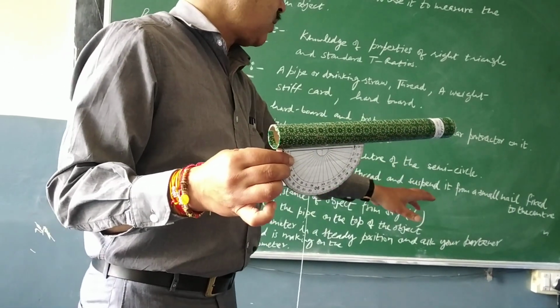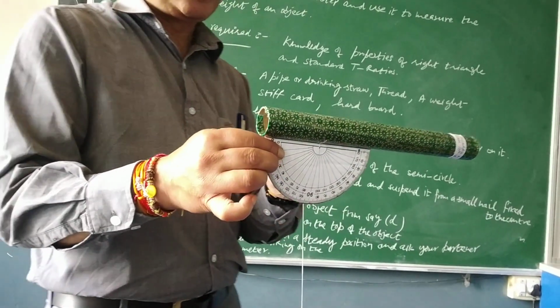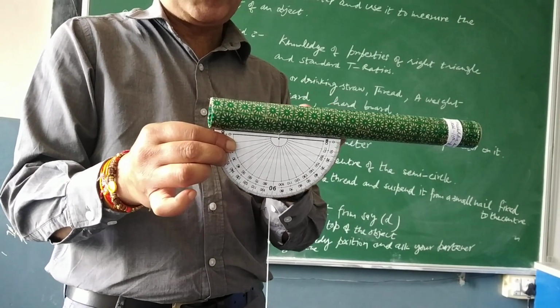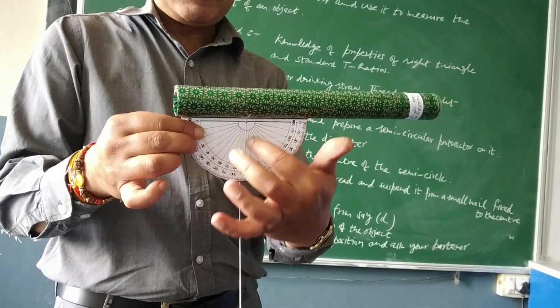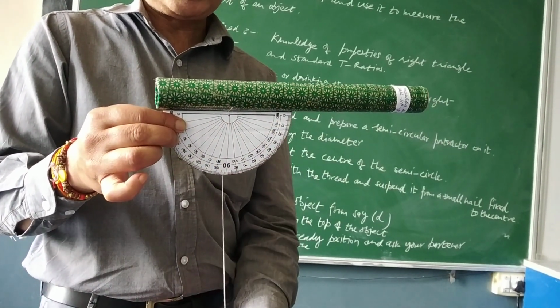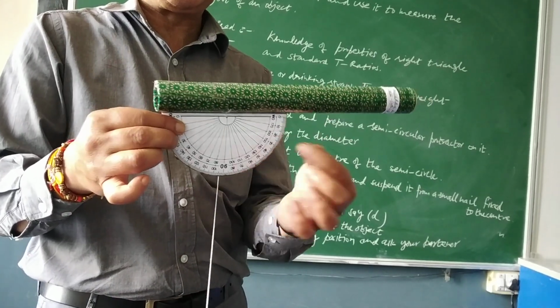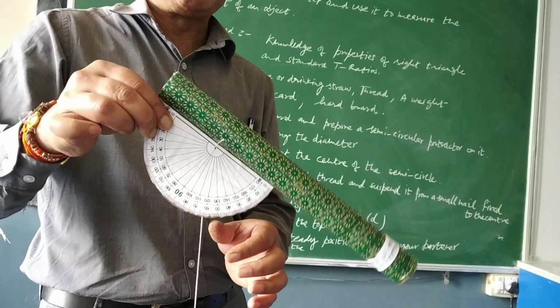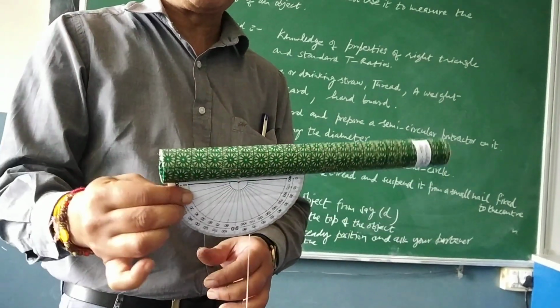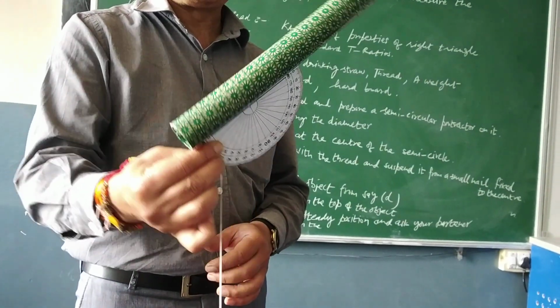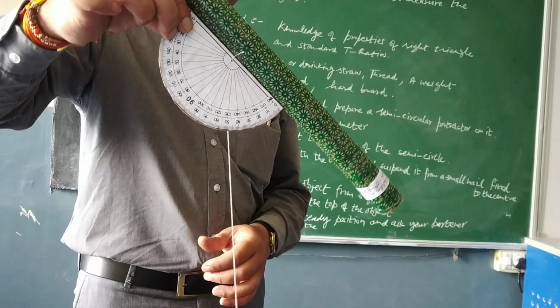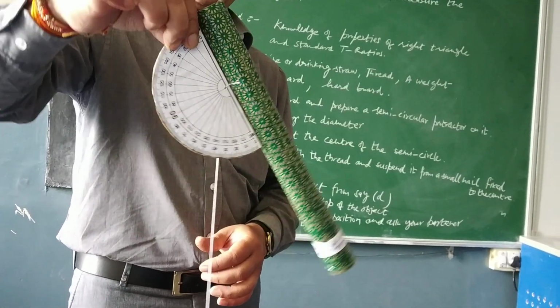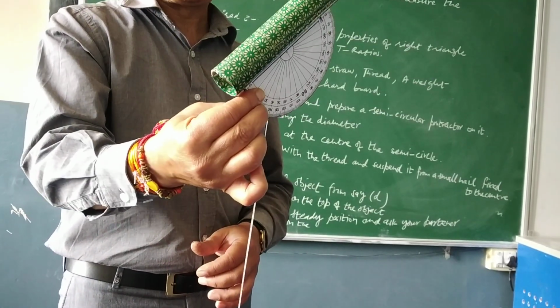To suspend it from the small nail here in the hole, if it takes more weight then it can be damaged here. So to avoid that, use the lightweight or use some nail here, you can fix that to tie the thread over there. But it should move freely when you are moving it up and down. It should move freely and clearly you should be able to read the angles.